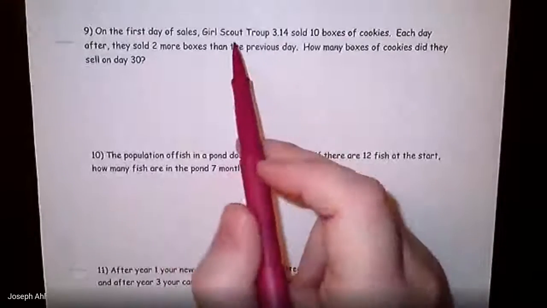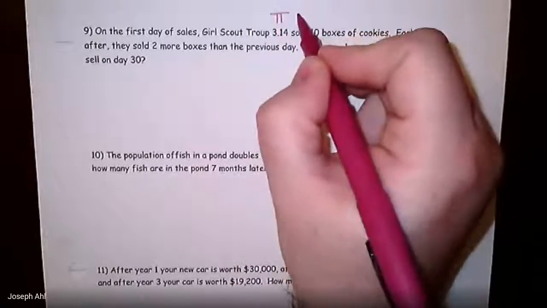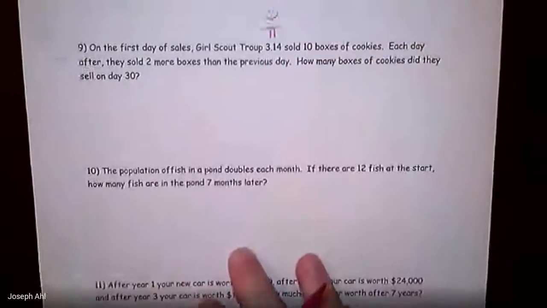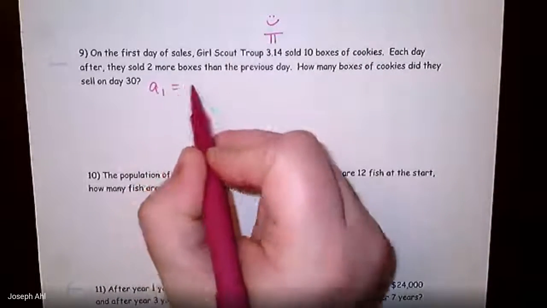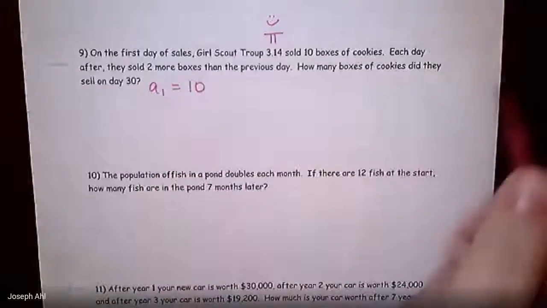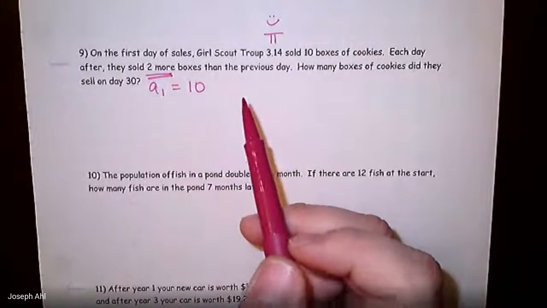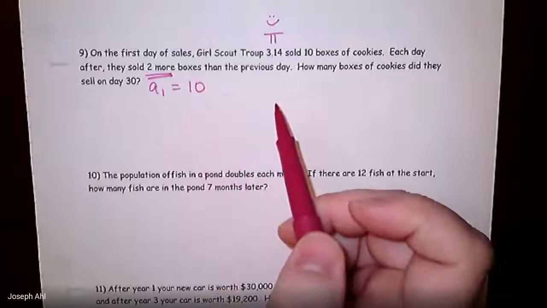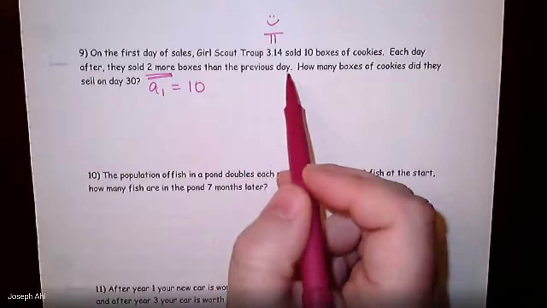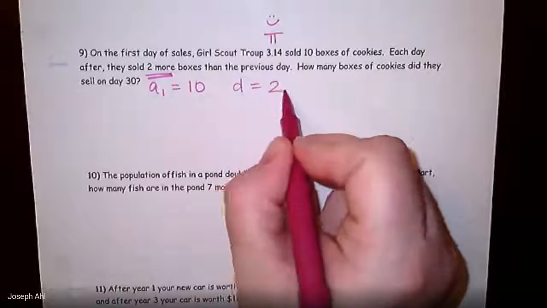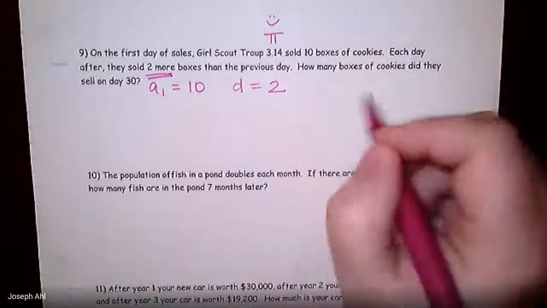So the first day of sales, Girl Scout Troop, 3.14. Oh, how nice, 3.14, Girl Scout Troop pie. They sold 10 boxes of cookies on the first day. Well, that sounds like A1 to me. A1 is 10. Each day after, they sold 2 more boxes. So the next day they would have sold 12 boxes, and then the day after that, 14. So if I'm selling 2 more boxes than the previous day, this is an arithmetic sequence with D equal to 2. How many boxes of cookies did they sell on day 30?